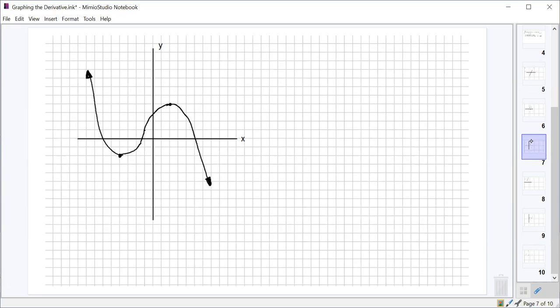Thoughts on this one? X-intercepts at the minimum and maximum. All right, so we have a minimum here, looks like at -4, so we'll have an x-intercept. And a maximum here at x equals 2, looks like, so we'll have an x-intercept.